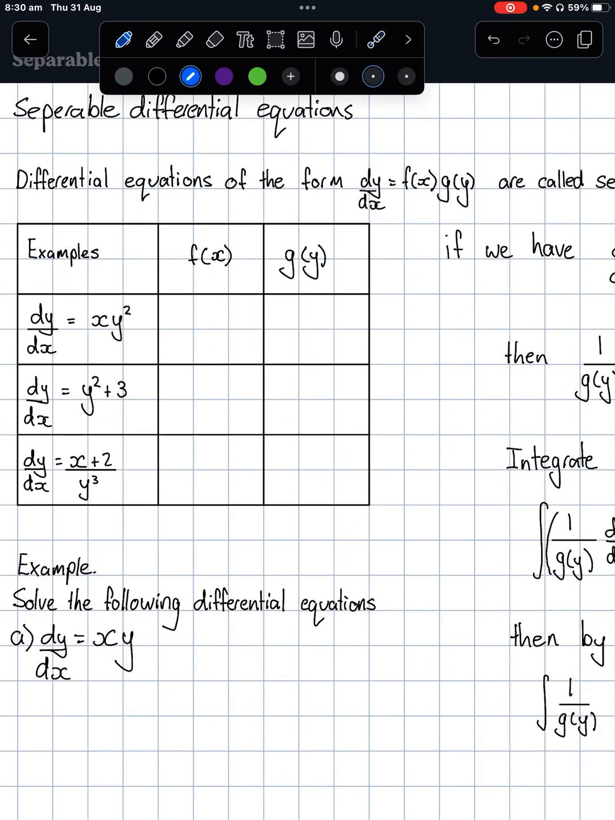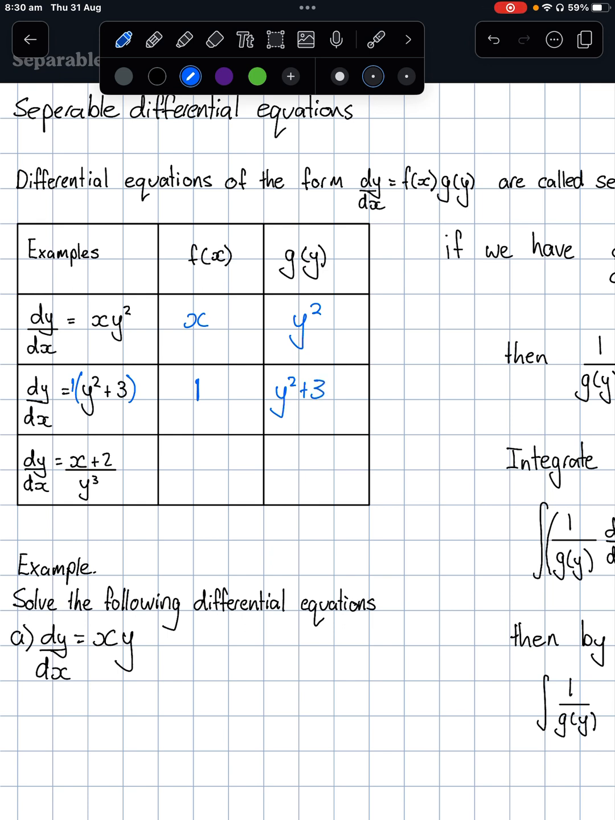So let's just go to my pen. This first one here, we've got dy/dx equals x times y squared. So the f of x function is just x, and the y function is y squared. So you've got these two functions multiplied together. This next one's a little bit of a tricky one in that you've got to consider, and the next step will make sense later, that we've got this bracket times a constant. So our f of x function is 1, and our y function is y squared plus 3.